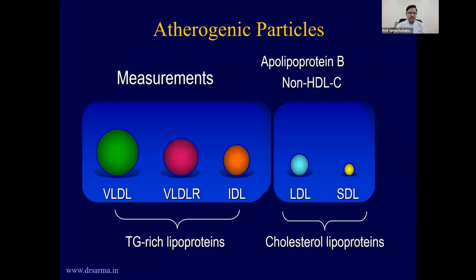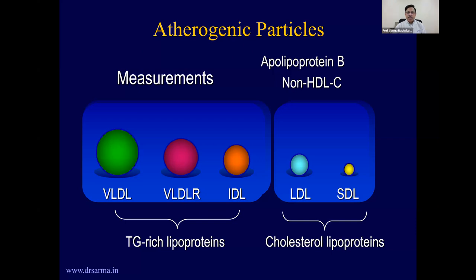VLDL remnant is much smaller because some amount of the triglyceride is removed. Intermediate density lipoprotein, some more triglyceride is removed, that is ideal. Some more triglyceride is removed, cholesterol gets concentrated, that is the LDL. And some more triglyceride you remove, cholesterol only will remain, that is called the SLDL. More triglyceride in the VLDL, least triglyceride in the SLDL.